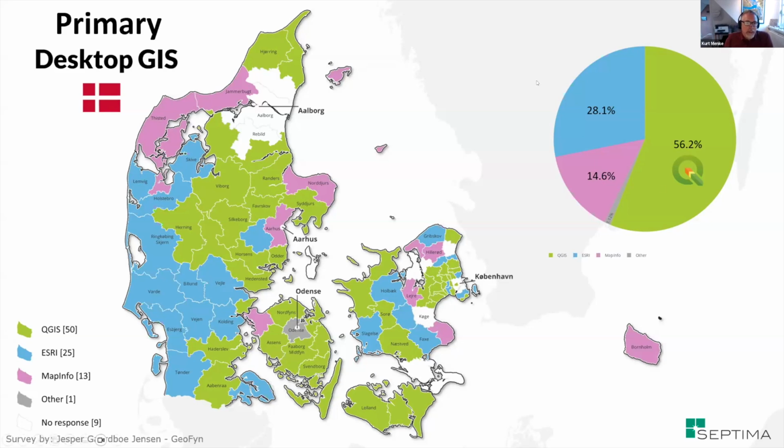On this map, I've got the largest population centers shown here. Those are the 4 biggest cities in Denmark, just so that you're aware of the lay of the land a little bit.